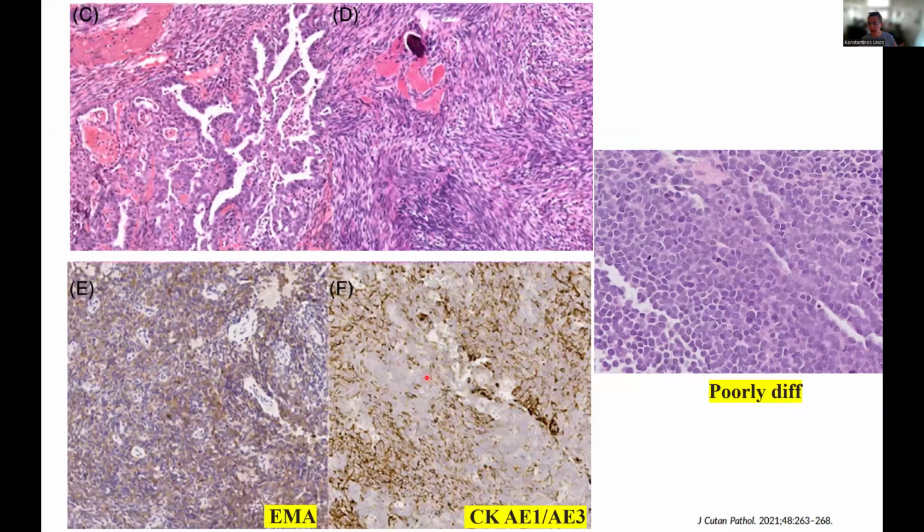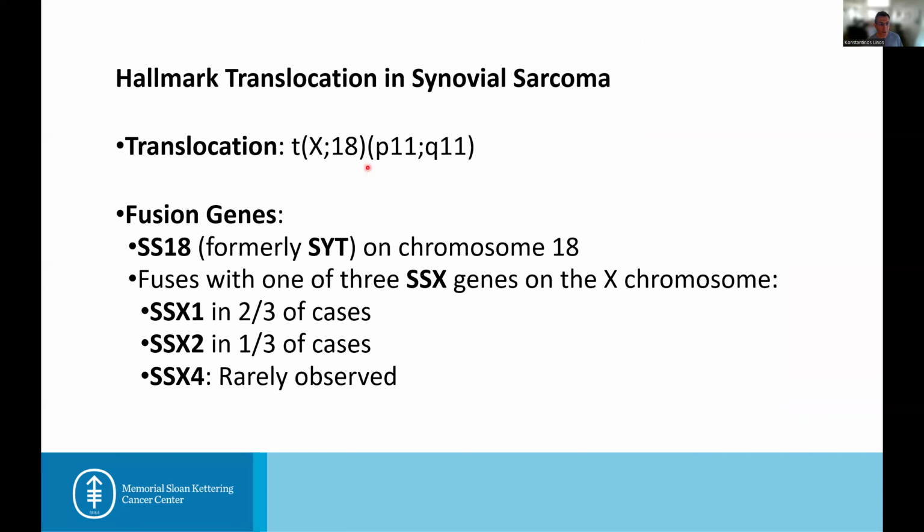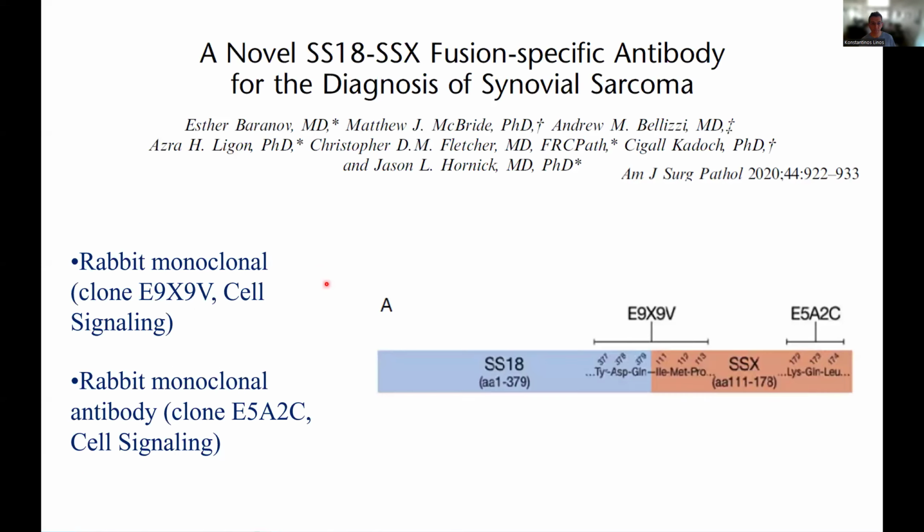And so far, we didn't have a specific immunohistochemistry. There could be EMA positive, keratin positive. It doesn't happen all the time. It can be a really difficult diagnosis when they get what we call poorly differentiated, resembling any other round cell undifferentiated sarcoma. However, we know the molecular genetics, and the hallmark translocation is between X and 18, which fuses the SS18, formerly SYT gene on chromosome 18, with SSX gene, SSX1, 2, and rarely 4.